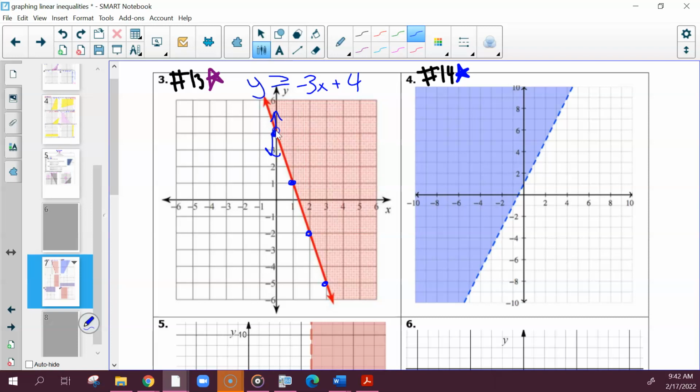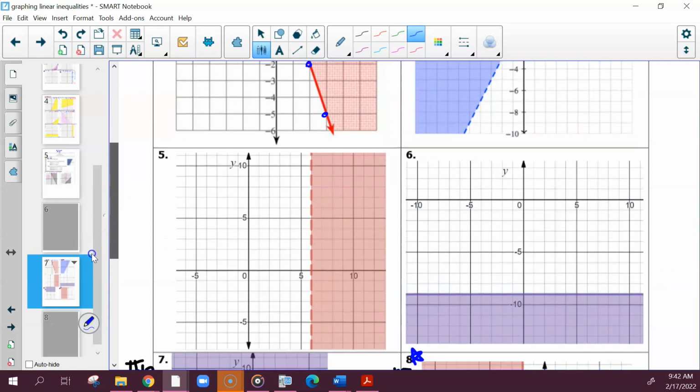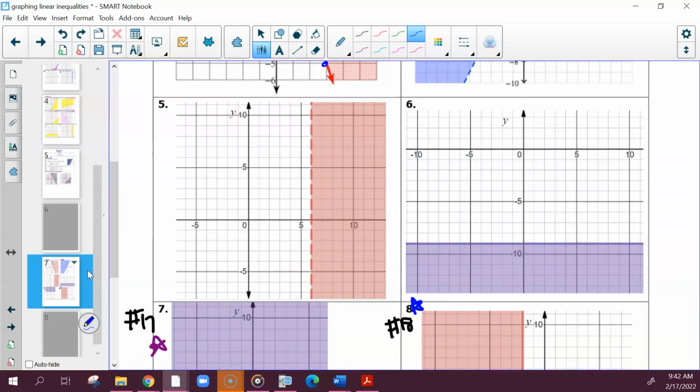Moving to 5 and 6. For number 5, would this be an X or a Y? You guys have a bad habit of starting to pack up way too early. Stop that. It's an X. This is at 6. Would this be greater than or less than 6? Greater than. And if you're not sure, pick some of the numbers. Is 10 greater than 6? Yes.